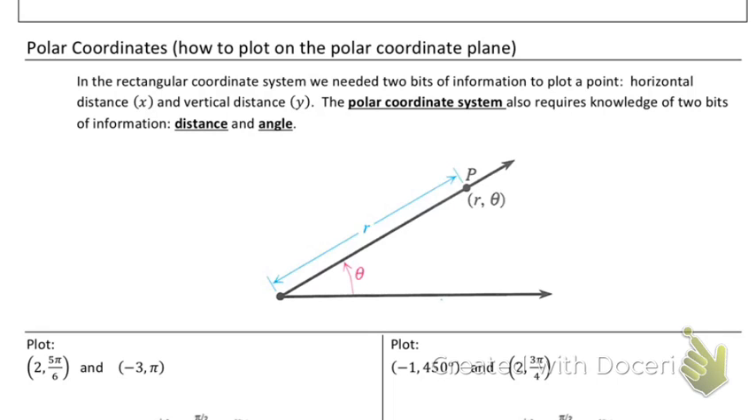Same thing here. It says that in the rectangular coordinate system, we need 2 bits of information to plot a point. We need the horizontal distance, which is our x, and we need a vertical distance, which is our y. The same thing with polar coordinates. I need 2 bits of information. However, with polar coordinates, rather than having an x and y value, we're going to have a distance and an angle for that distance. So a distance and an angle become my new x and y values.